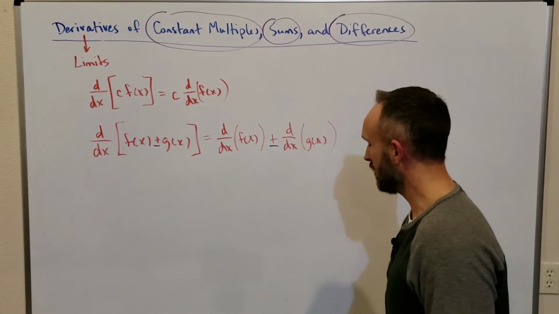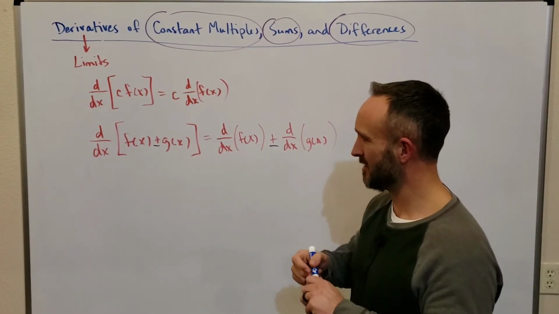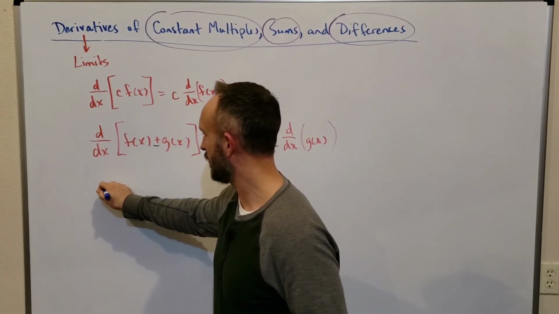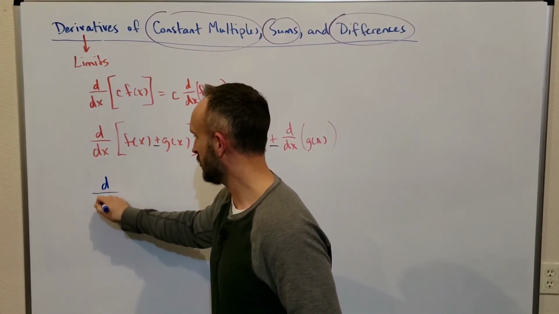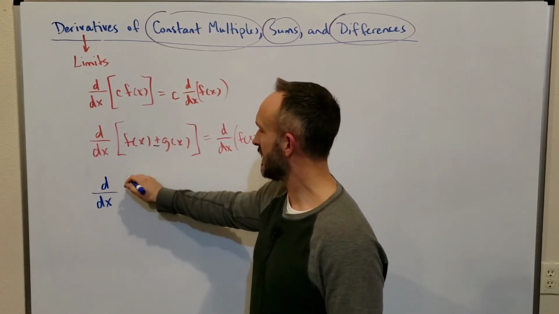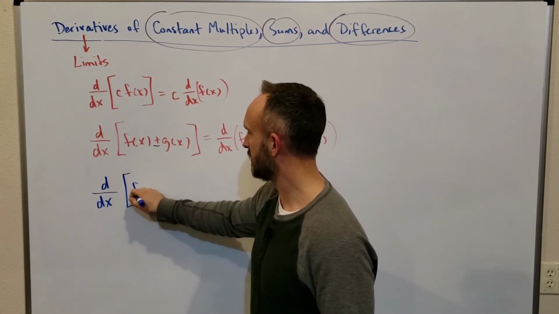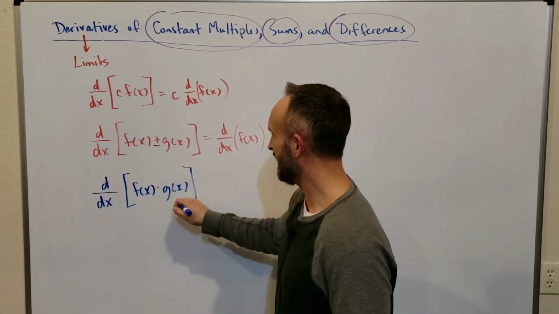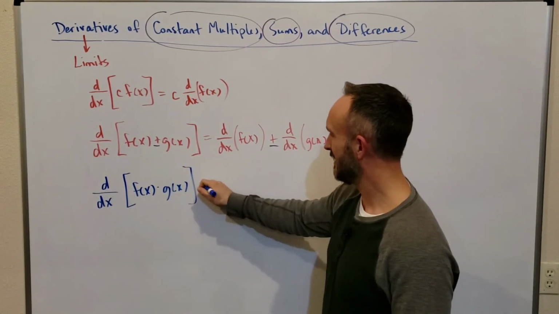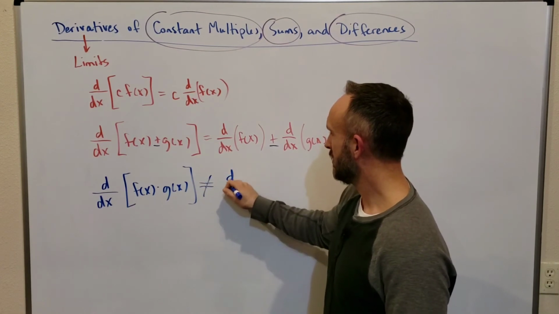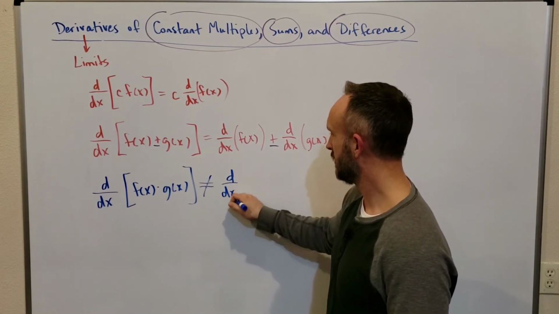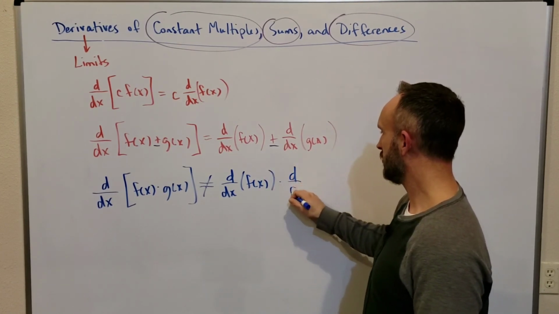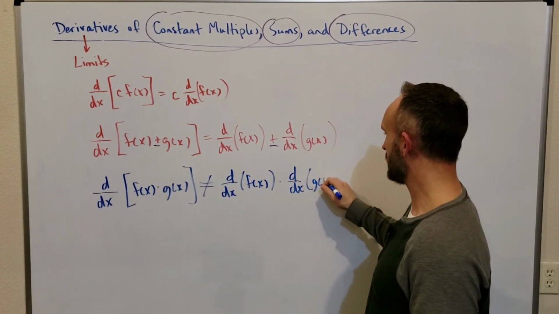Now, one thing I want to point out is that this is not true. Okay, so do not make this mistake, and it's a hard one to overcome initially because you think it's natural. If I take the derivative of a product of functions, unfortunately, it does not equal the product of the two independent derivatives. Okay, so don't make that mistake.